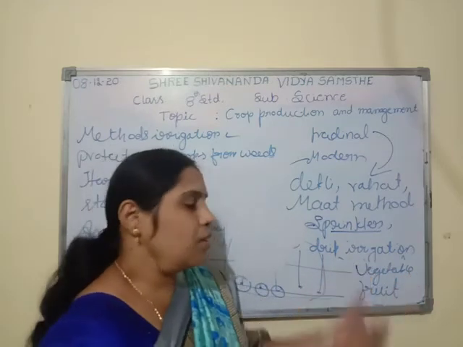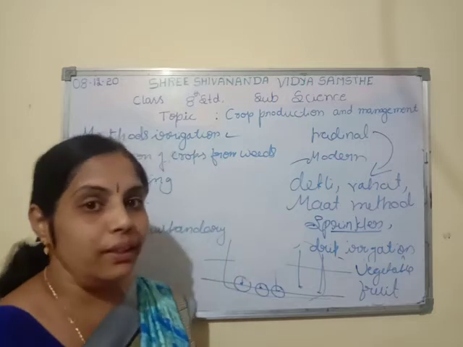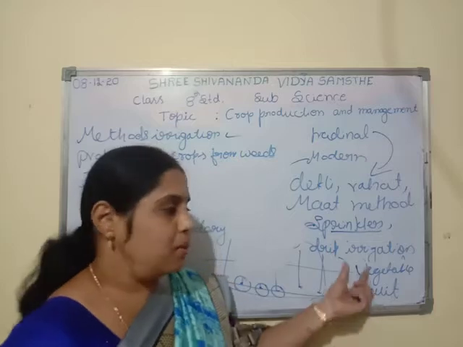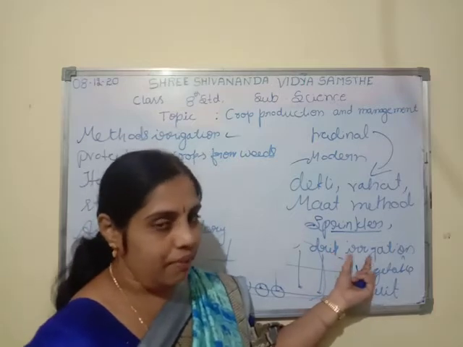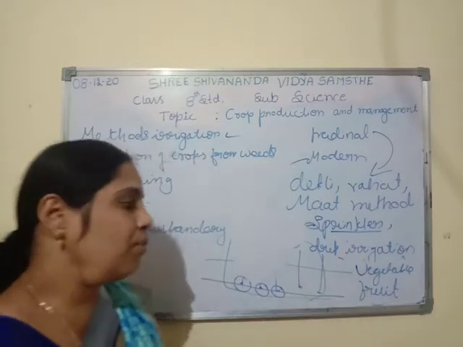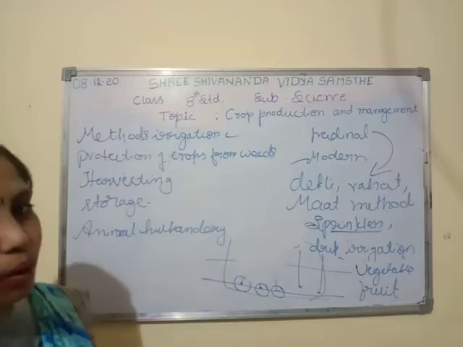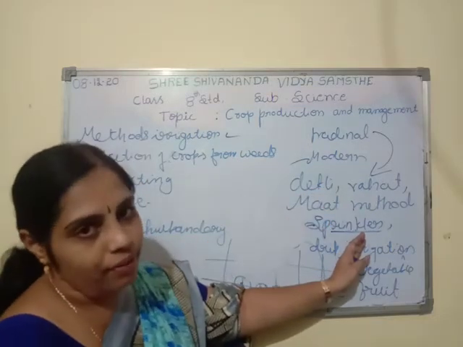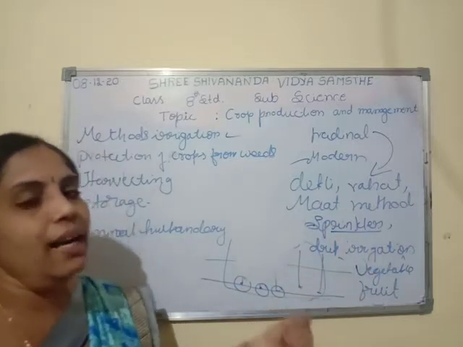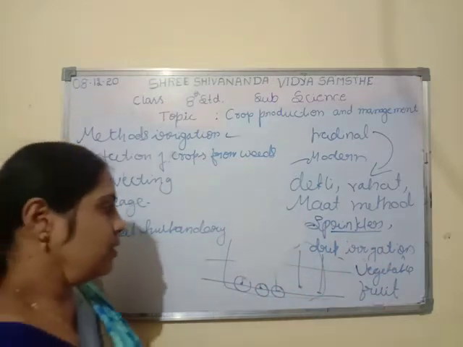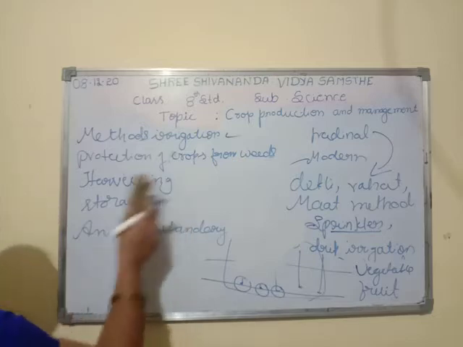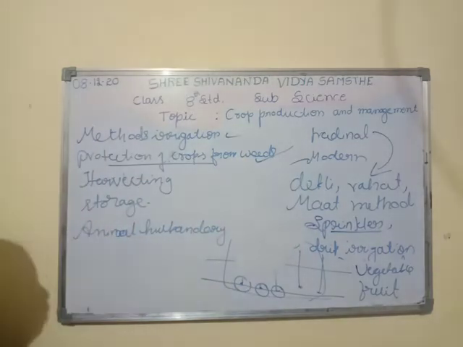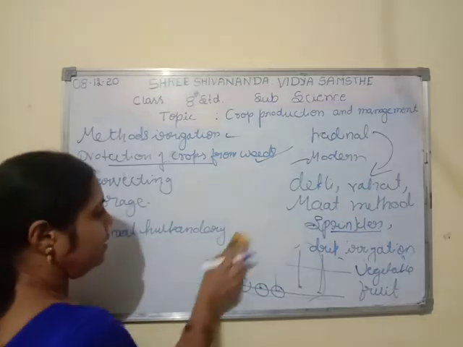Okay, so this also saves water. Excessive loss of water can be prevented. We can prevent the loss of water by this method also. Okay, so this is the modern method of irrigation, drip irrigation and sprinkler irrigation system. Okay, so next one is protection of crops from weeds.